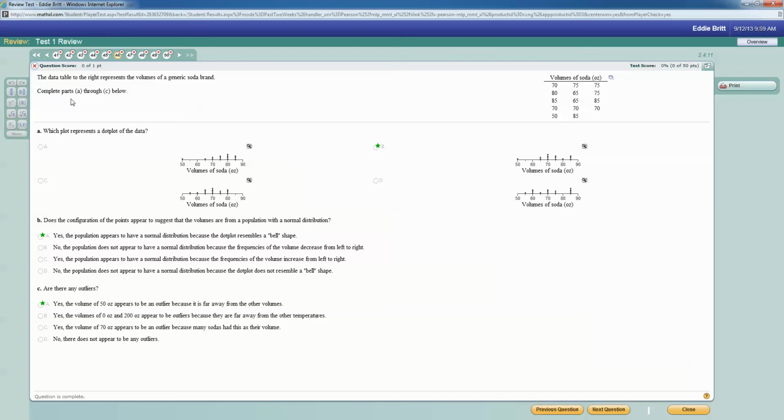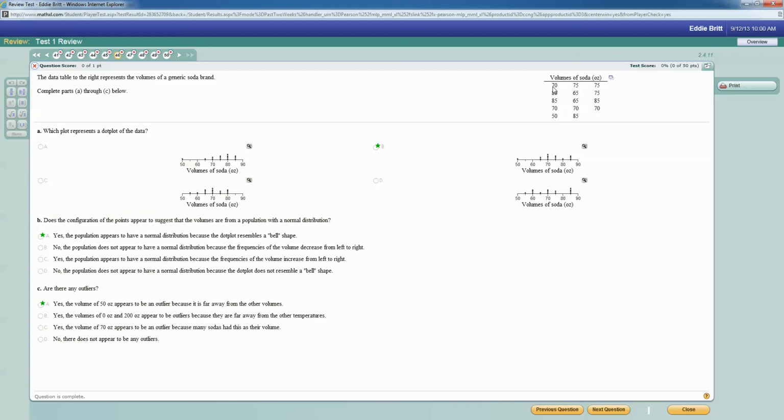Alright, complete parts A through C. Which plot represents a dot plot of the data? Alright, volumes of soda. So what you do for a dot plot, I think your book says something like tally marks, and that's kind of confusing sometimes. But the way that tally marks work, if you see all these scales, you have 50, 60, 70, 80, 90.